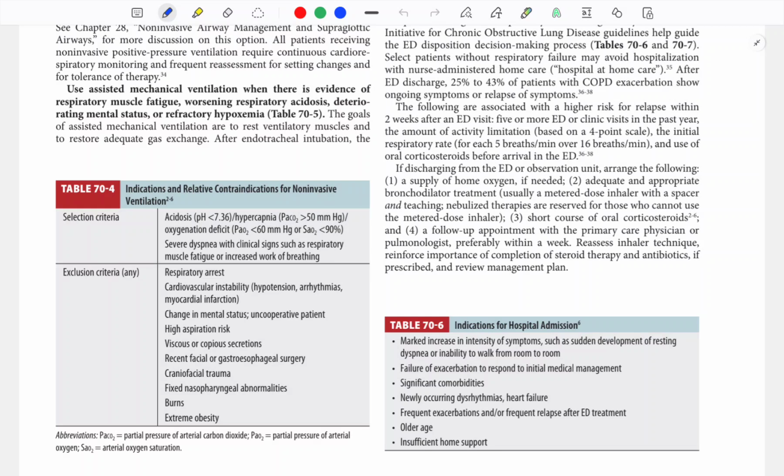gastroesophageal surgery, craniofacial trauma. Why will we not use NIV? Because in GI surgery, the NIV is going to insufflate your stomach and it might lead to GI perforation and facial disfiguration. There is craniofacial trauma, and if you apply NIV in this patient, it can lead to pneumocephalus. Fixed nasopharyngeal abnormalities are there. If burns are there and extreme obesity is there, these are the exclusion criteria for NIV.